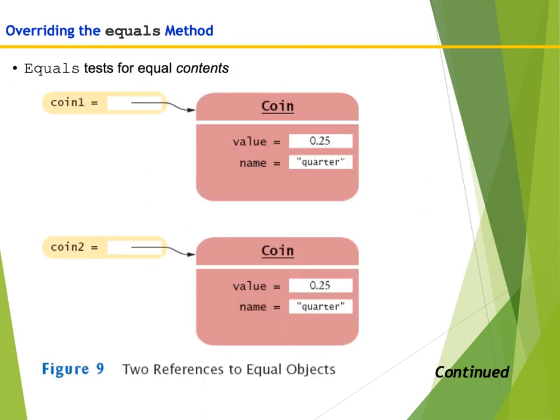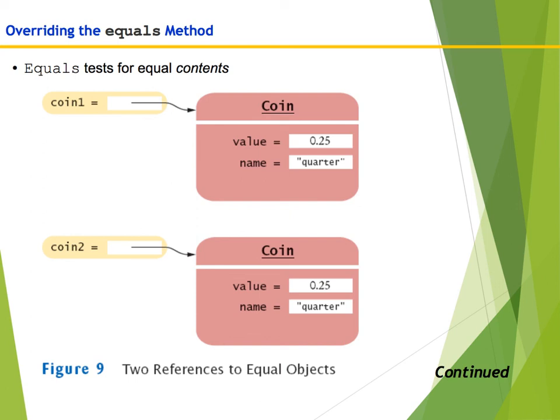As another method of the Object class, let's talk about the equals method. The equals method of the Object class tests for equal contents of two objects. For example, if you have two objects of class Coin, and assuming that class Coin has two features, value and name, the equals method tests to see whether the two objects that you see here, coin1 and coin2, have equal content or not.